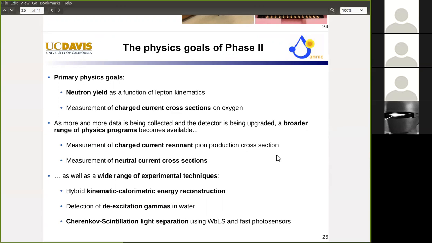For example, we would be looking at measurement of the charged current resonant band cross-section, as well as a possible measurement of the neutral current cross-section. But this also allows us to test and probe a wider range of experimental techniques, including energy reconstruction. There will be a kinematic and calorimetric energy reconstruction, detection of de-excitation gammas in water, and the possible Cherenkov scintillation light separation using water-based liquid scintillator and fast photosensors.